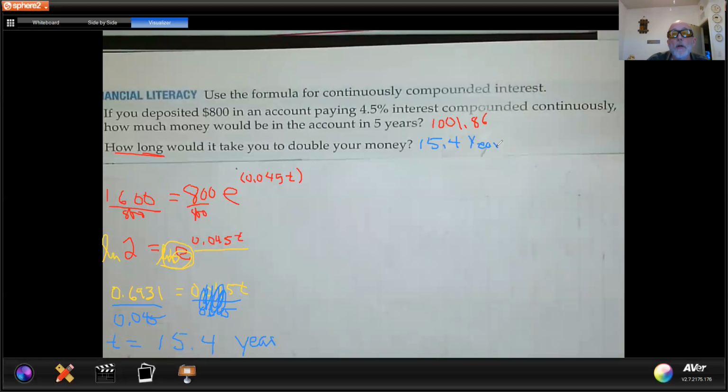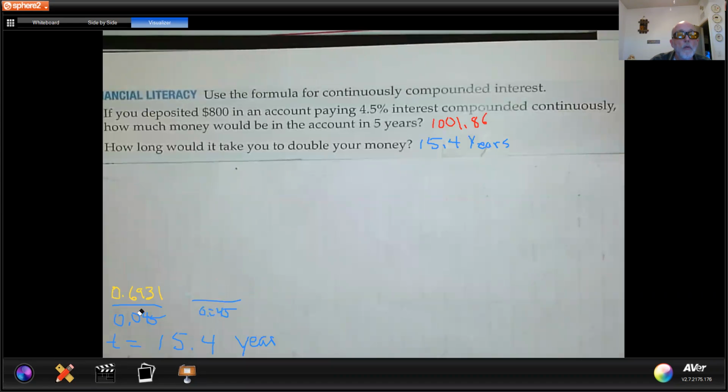Make sure you tell me the units, because sometimes time is measured in minutes or hours. So here it's measured in years. So let's do the next one, huh? Get rid of this stuff because it's in my way, and then we will move down.